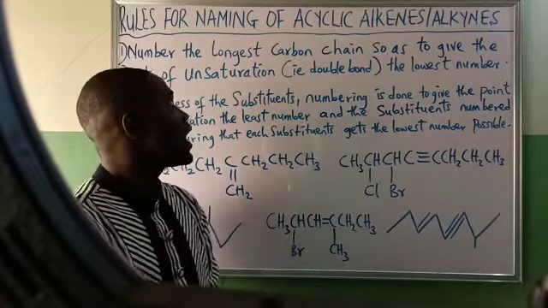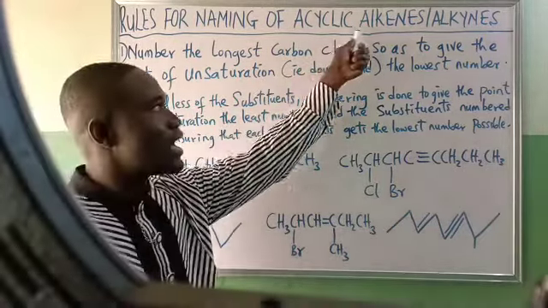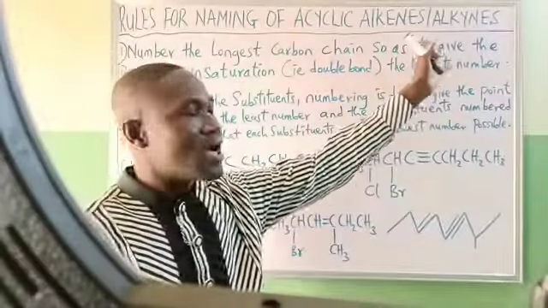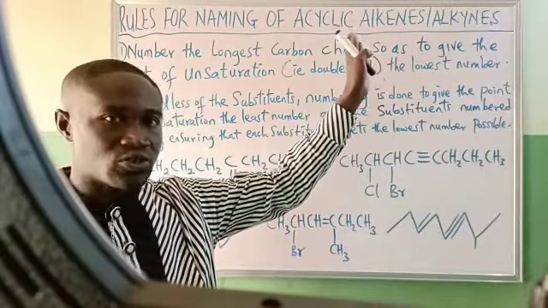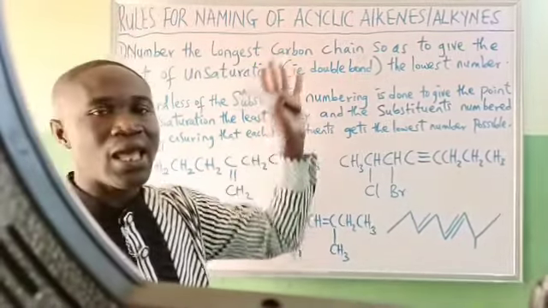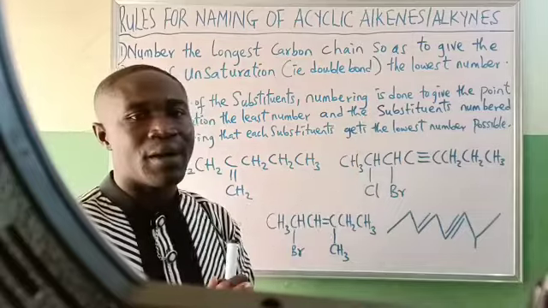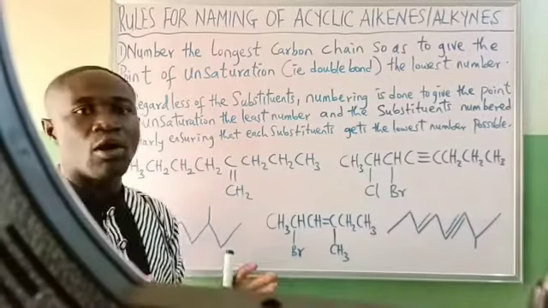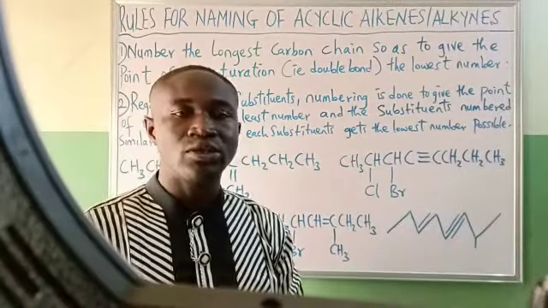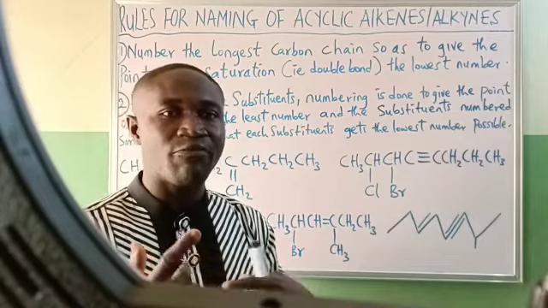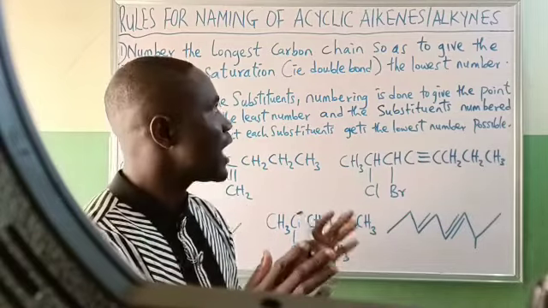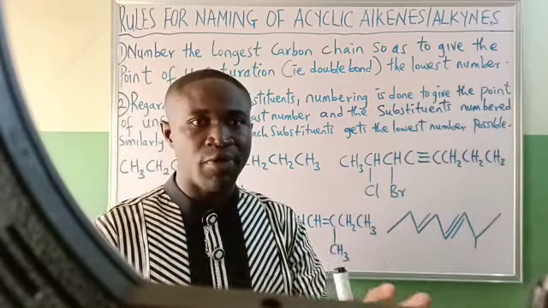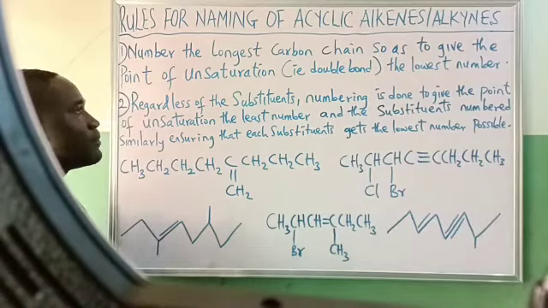We want to see how to name acyclic alkenes or alkynes. Why we call them alkenes and alkynes is because both of them are unsaturated. We want to see how to name any alkene compound or alkyne compound, that is, any unsaturated compound. Unsaturated compound simply means compounds that have a double bond or triple bond. That means they have pi bonds in them. So that makes them what? Unsaturated. That is, they can go into reaction very easily. Let's see how to name them.